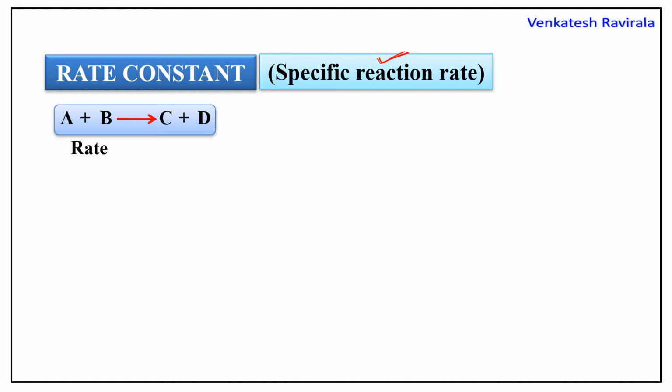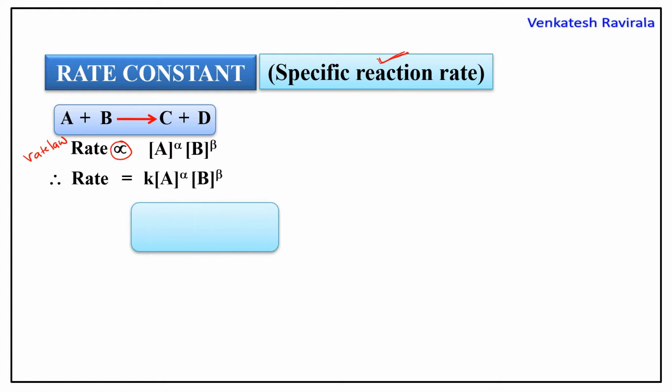Now for this one, how do you write rate? Rate is directly proportional to concentration of A to the power of alpha, concentration of B to the power of beta. This is the rate law, isn't it? So this is the rate law I have written. We have discussed in the last videos how we write rate law. Now in this rate, if you remove the proportionality, we are going to get this expression here, right?